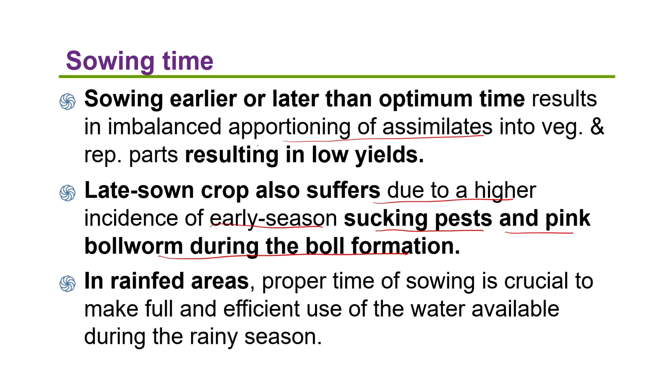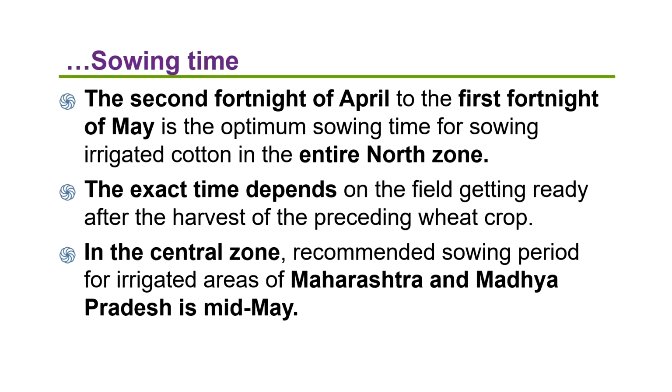In rain-fed areas, proper time of sowing is crucial to make full and efficient use of the water available during the rainy season. So under rain-fed areas, we need to manipulate or adjust the sowing time based upon the rainfall so that we can make best use of available soil moisture. The second fortnight of April to first fortnight of May is the optimum time for sowing irrigated cotton in entire north zone, April to the first fortnight of May. If you delay it, the crop growth will be adversely affected. The exact time depends on the field getting ready after the harvest of preceding wheat crop.